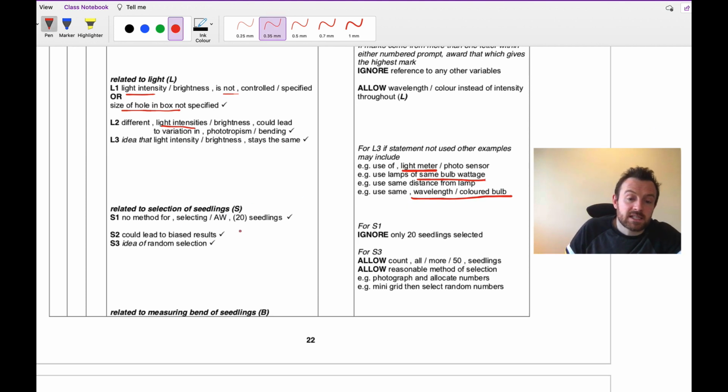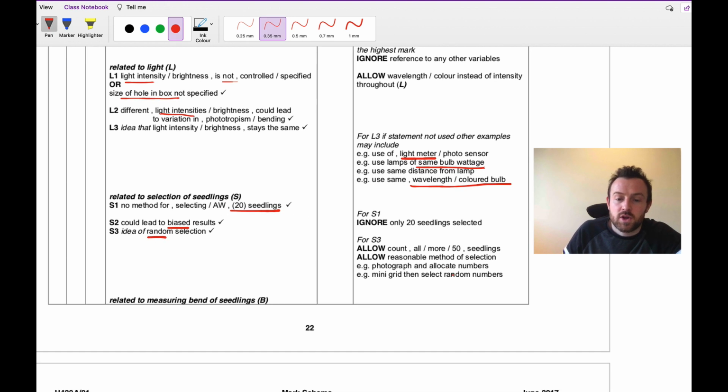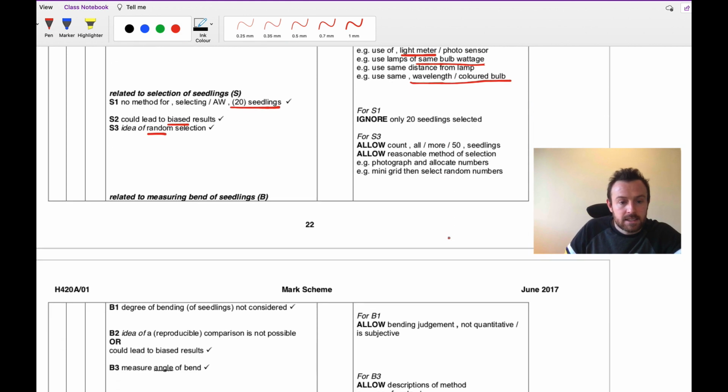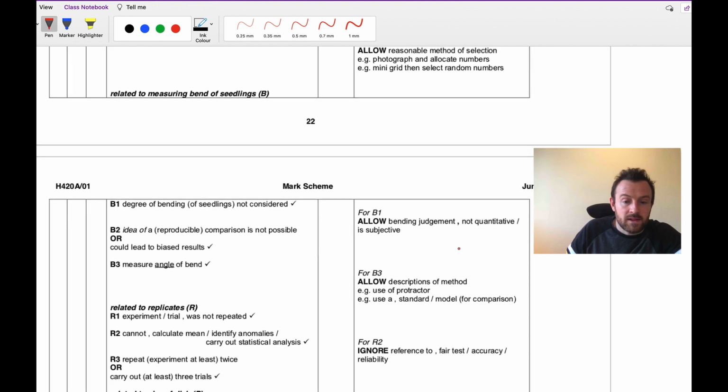Selection of the cress seedlings. This is sort of unfair because it could lead to bias, and we would need some sort of random selection to select 20 out of 50, because if we weren't careful, if we weren't using a random number generator, we'd only select the 20 most bent, which would introduce a lot of bias. And then we also talked a little bit at the end about degree of bending. So maybe measure an angle of bend by using a protractor, for example, because just counting the number of bent ones is not fair.